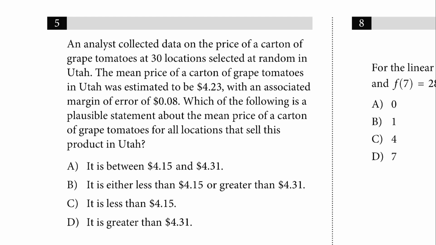Number 5. An analyst collected data on the price of a carton of grape tomatoes at 30 locations selected at random in Utah. The mean price of a carton of grape tomatoes in Utah was estimated to be $4.23, with an associated margin of error of 8 cents. Which of the following is a plausible statement about the mean price of a carton of grape tomatoes for all locations that sell this product in Utah? A margin of error of 8 cents means that it's going to be 4.23 plus or minus 8 cents. So in other words, 8 cents less or 8 cents more. So it's going to be between 4.15 and 4.31.